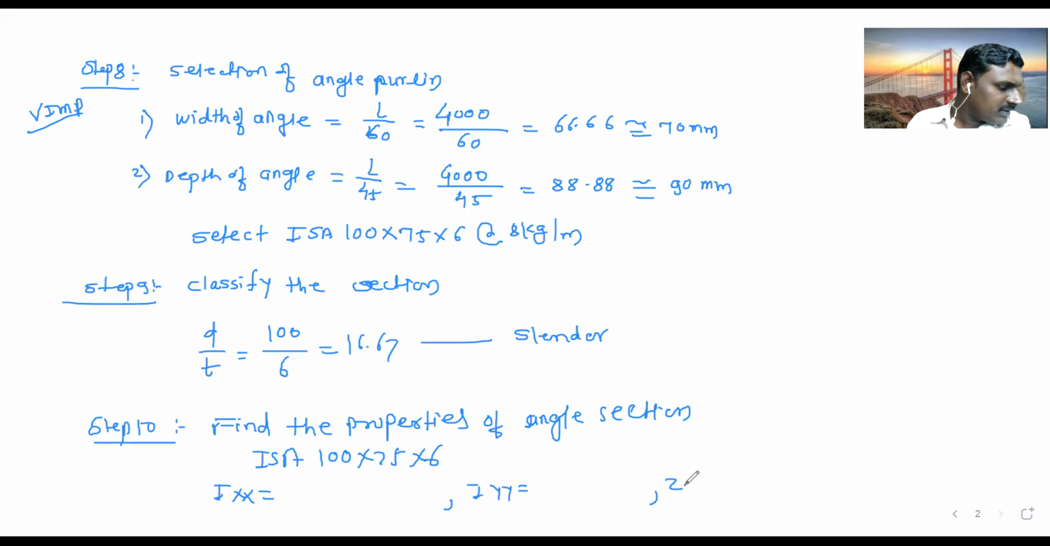ZE we can calculate by only requiring the Cyy value here. So these three values we require. So go to the steel table for the ISA 100 by 75 by 6. You can find these properties Ixx, Iyy, and Cyy.